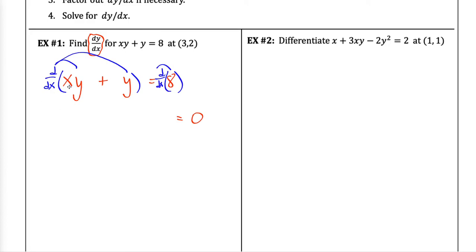Okay, so the derivative of xy is going to be first times the derivative of second. So what's the derivative of y? Y prime. Plus second, which is y, times the derivative of the first, which would be the derivative of x, 1. Because x is our focus, we can actually do the derivative of x. Okay, so this is the product rule from xy. Then I'm going to say plus, and I'm going to be doing the derivative of y, y prime.